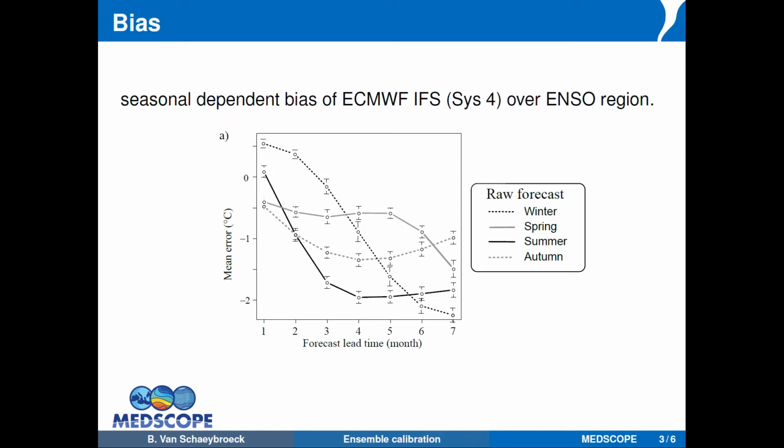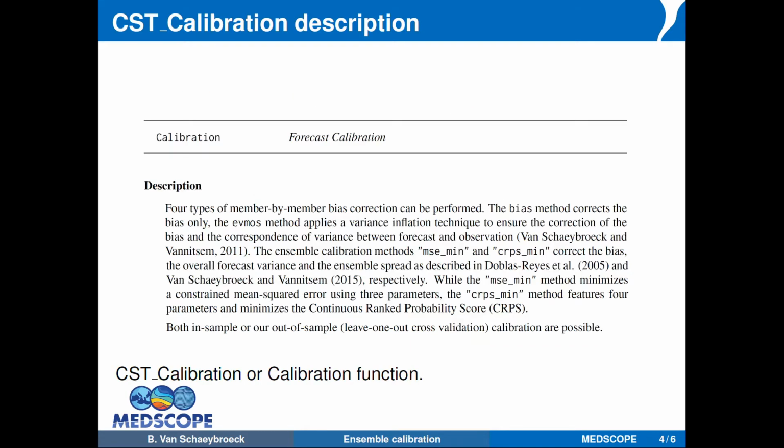So typically you have two data sets. One is the training data set and one is the evaluation data set, on which you can also see whether the bias correction improved the forecast or not. Now the tool is Calibration, also CST calibration, and it is a member by member bias correction scheme, meaning that if you input a forecast, it gives out corrected. If you input an ensemble forecast, it corrects each of the ensemble members individually.